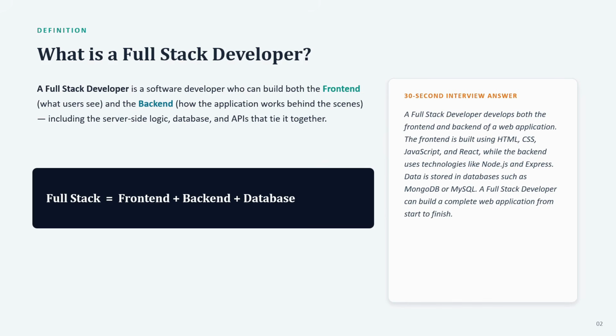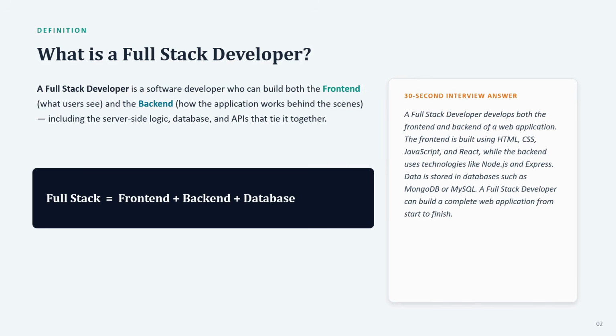The user opens the app in a browser, which triggers the front end built with HTML, CSS, JavaScript, and React. That front end talks to the backend, which might use Node.js, Express, or other languages to process the request. Finally, the backend interacts with the database, like MongoDB or MySQL, to store or retrieve data. All these parts work in harmony to respond to the user's action.